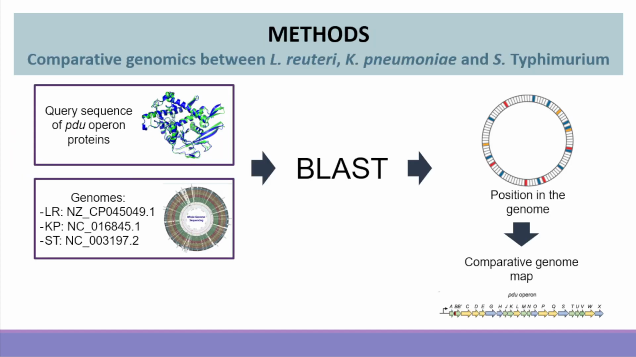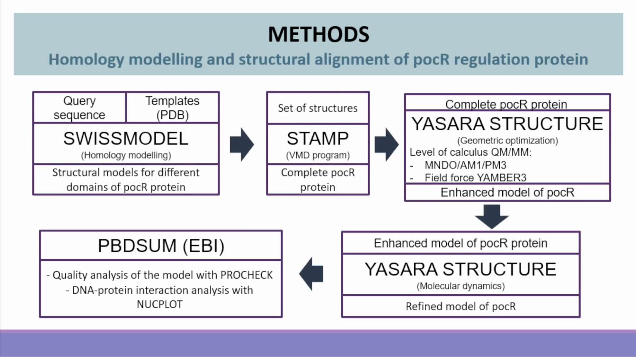So, in order to begin with our comparative genomic analysis, we began by seeking query amino acid sequences of all the components of the PDU operon, described for another bacteria called Secundilactobacillus collinoides. Once we got all the proteins we could find, we used the BLAST tool to find the position of the proteins in the genomes of Limosilactobacillus reuteri, Klebsiella pneumoniae, and Salmonella typhimurium. After knowing the position of every protein, we built a comparative genomic map for the three bacteria.